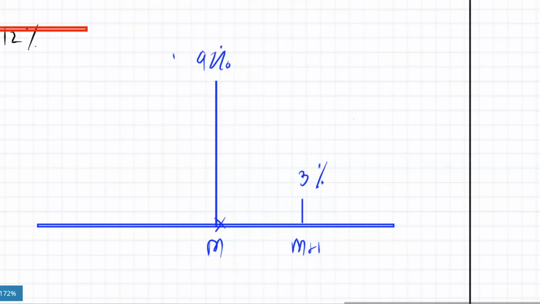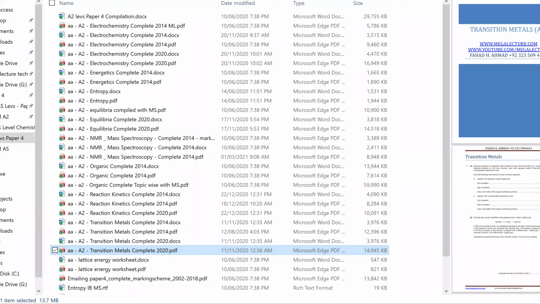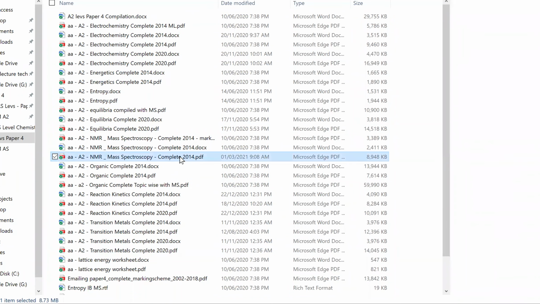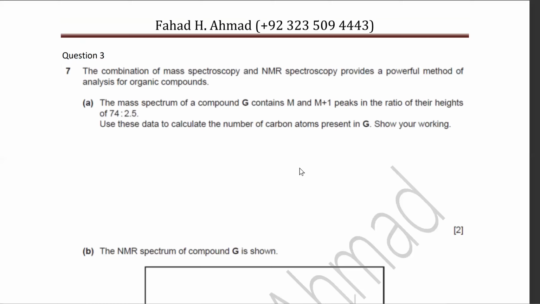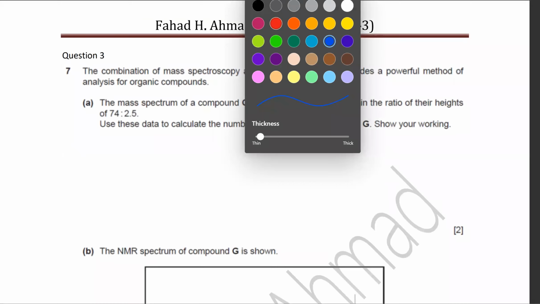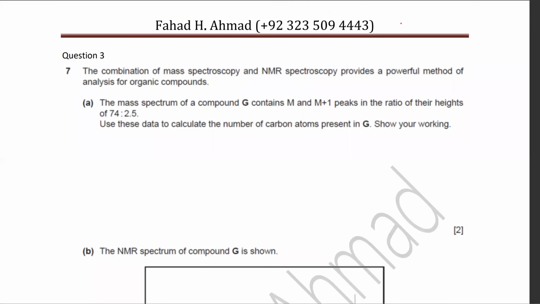So for example, if I open this, remember that you're not going to see any questions in AS because this has just been added into AS. So I'm taking the A2 questions. This thing has been shifted from A2 to AS. I'll explain what they will use. For example, look at this question. Remember this will come mostly in your organic questions.